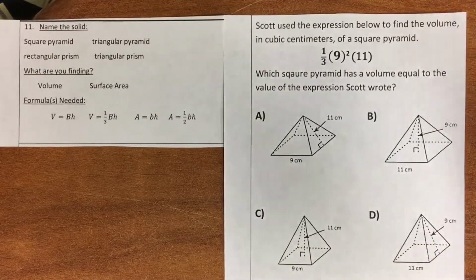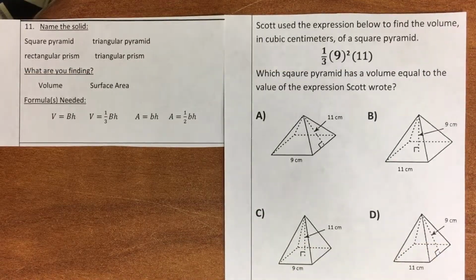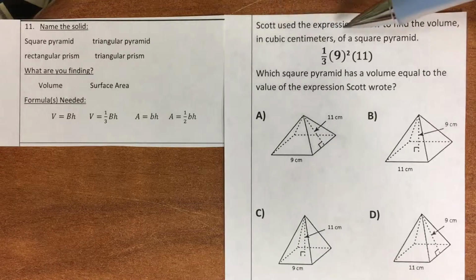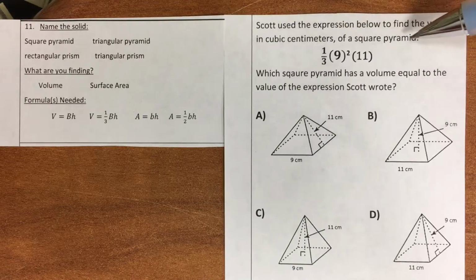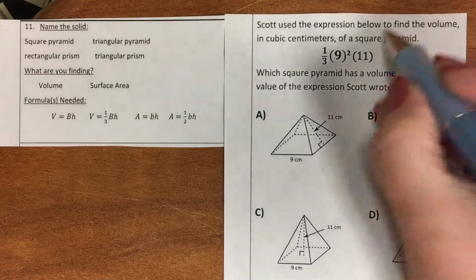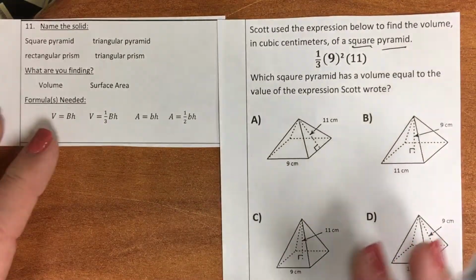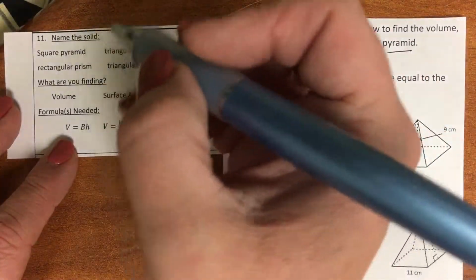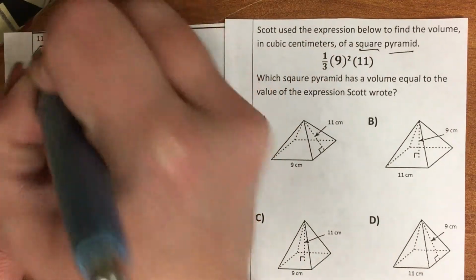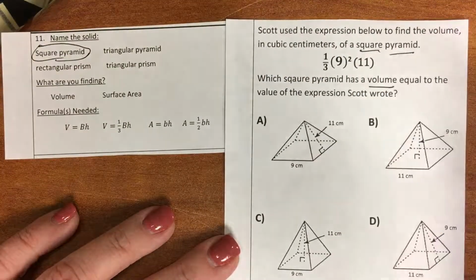All right, for number 11, Scott used the expression below to find the volume in cubic centimeters of a square pyramid. Okay, which square pyramid has a volume equal to the value of the expression that Scott wrote? All right, so we have a square pyramid, and we're finding volume.